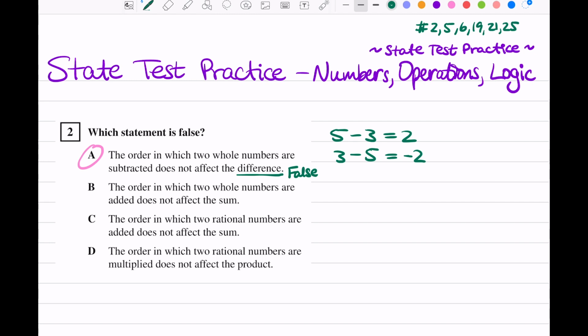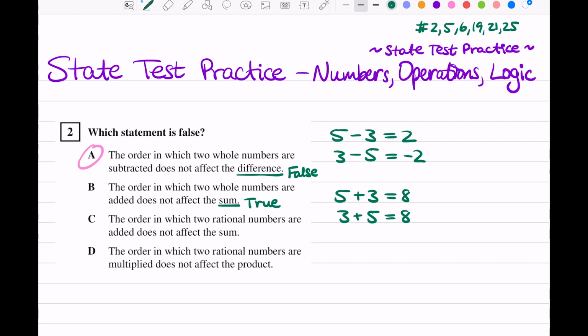Option B says the order in which two whole numbers are added does not affect the sum. When we're adding two numbers, the answer is called the sum. So let's consider two whole numbers. We could use 5 and 3 again. We're talking about the order in which we add them. So we could think about 5 plus 3 and 3 plus 5. 5 plus 3 is 8, and 3 plus 5 is 8. So the order in which two whole numbers are added does not affect the sum. This is true.